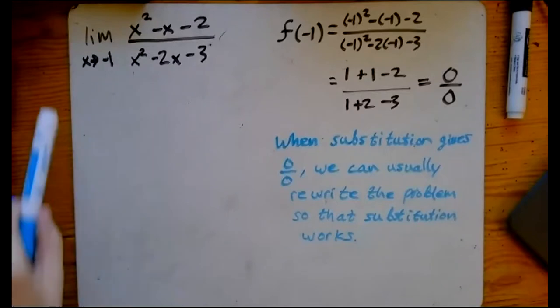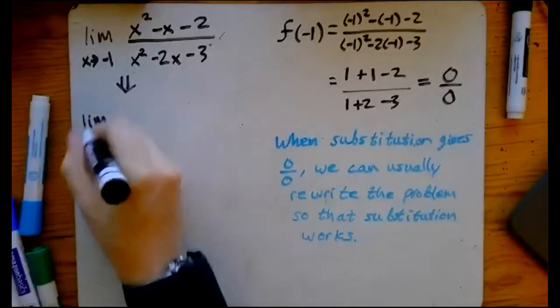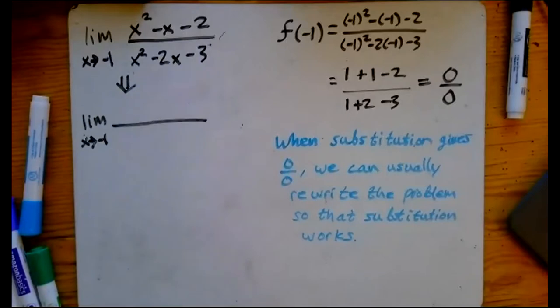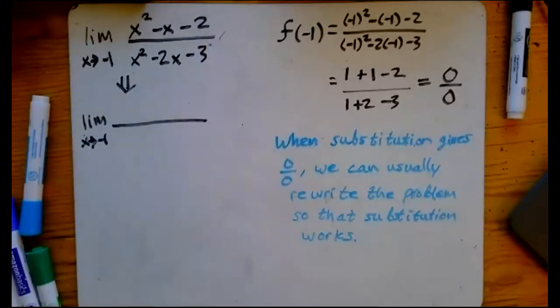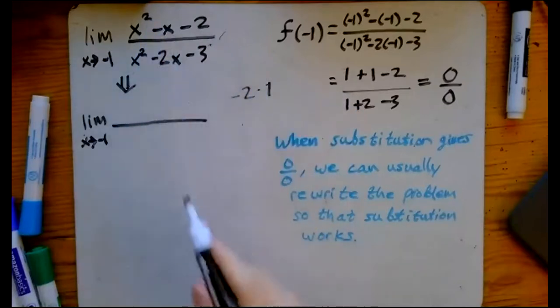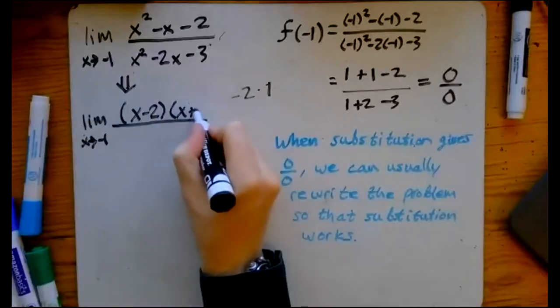Factor. We can try factoring. All right. So, what can I factor the top into? Negative one. No. Well, what can I multiply together to get negative 2? Negative 2 and 1. And do those add up to give us negative one? Yeah. So the top can factor into x minus 2 times x plus 1.